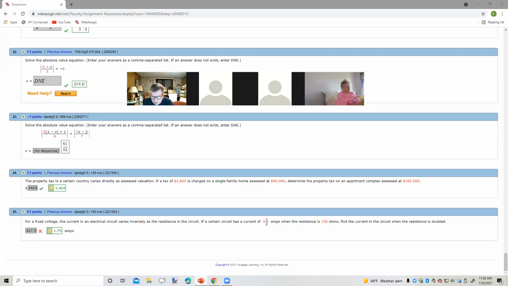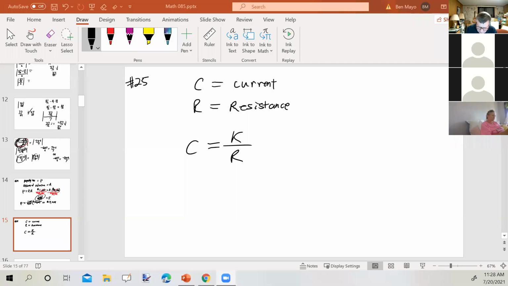Okay, so my formula is going to look like this. I'm going to use C for current and R for resistance. Again, it says the current varies inversely as the resistance in the circuit. Are we okay with that? When we do inversely, we always write it like this. Like, say it was another letter or another word, we would write it like this.